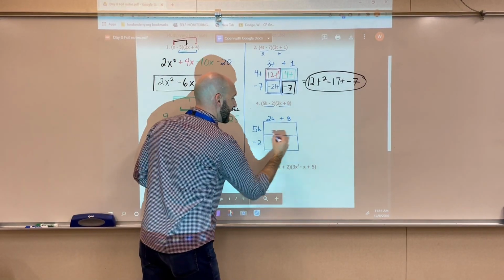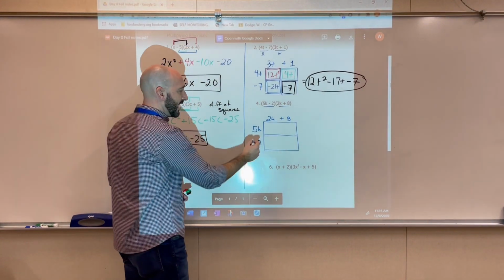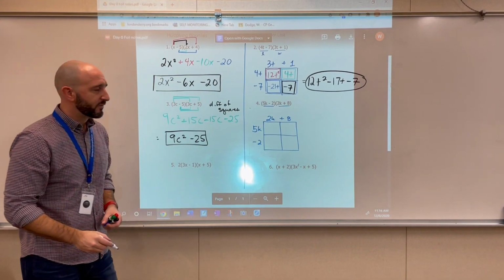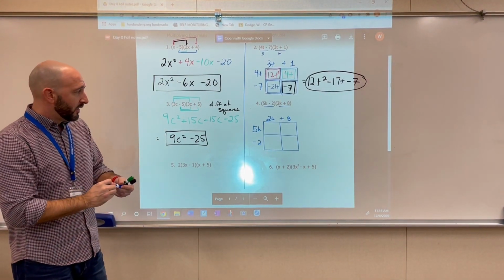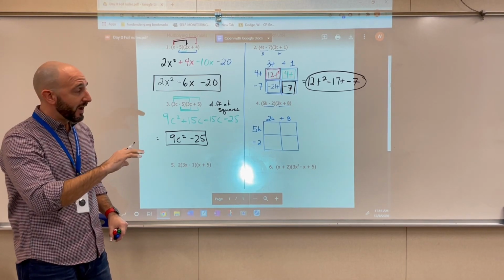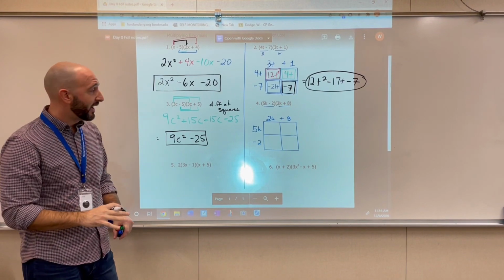So here's that strip right there to represent a width of 5k. Here's a width of negative 2. And then we'll break that up into 2 strips for 2k and for 8. So now we're going to find the areas of the smaller regions, and then we're going to add those up to get the area of the entire region.